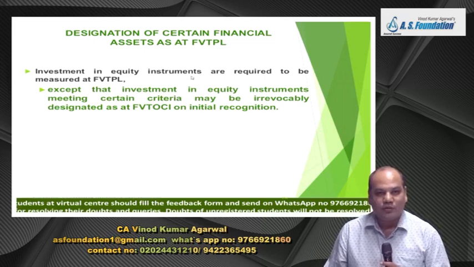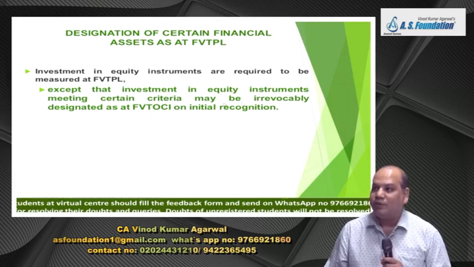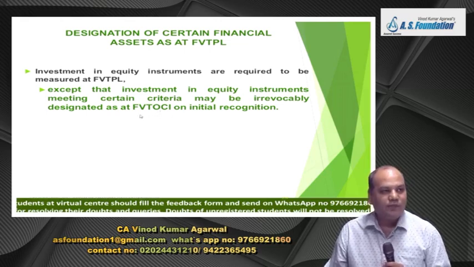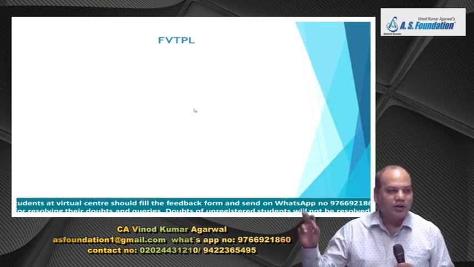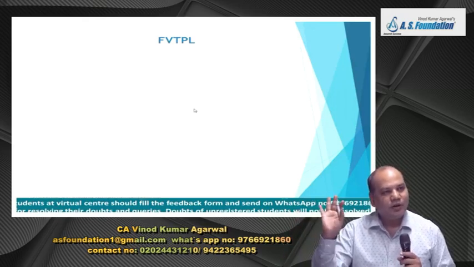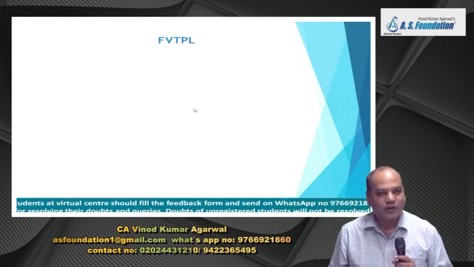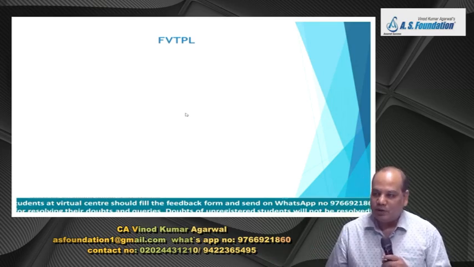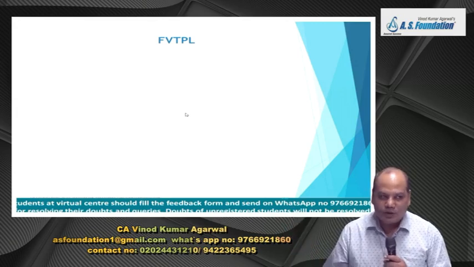Investment in equity instrument will be treated as FVTPL unless the management decides to treat it as FVT OCI. When will management decide to treat it as FVT OCI? Normally, when it is a strategic investment. Okay. And if you don't designate it as FVT OCI, then FVTPL. Equity instrument, only two classifications: either FVT OCI or FVTPL. If it is not FVT OCI, FVTPL. If it is held for trading, FVTPL.